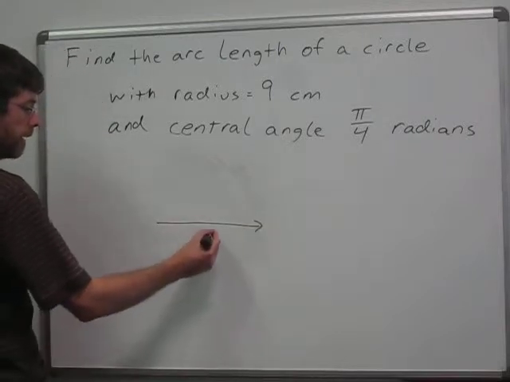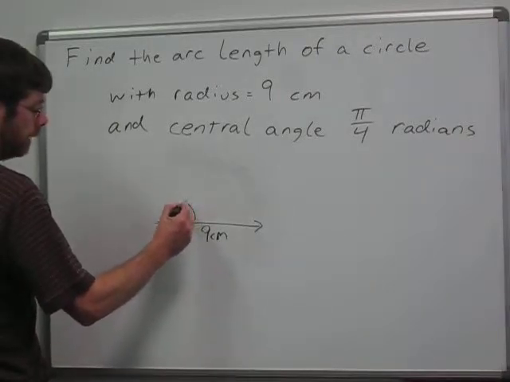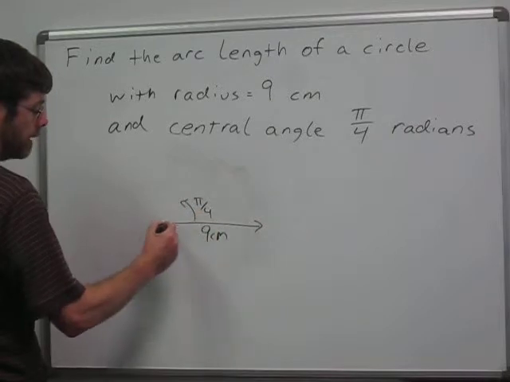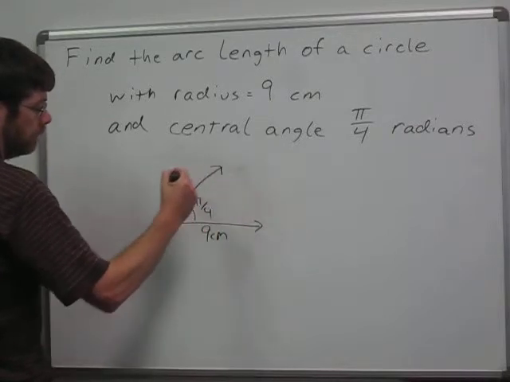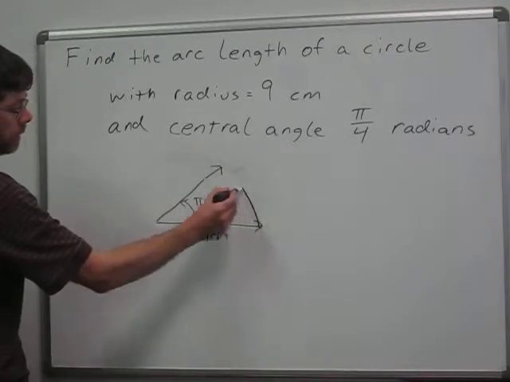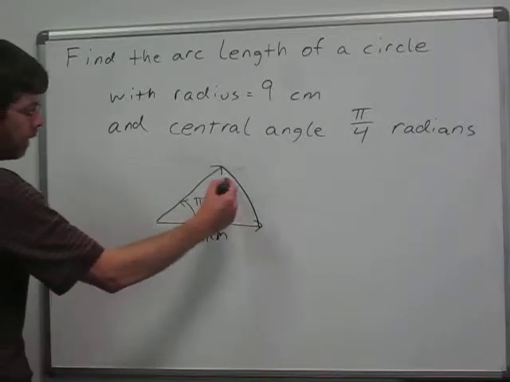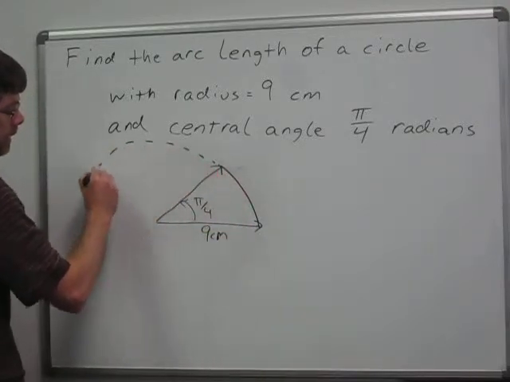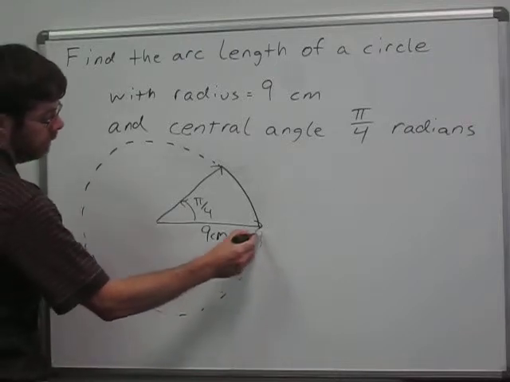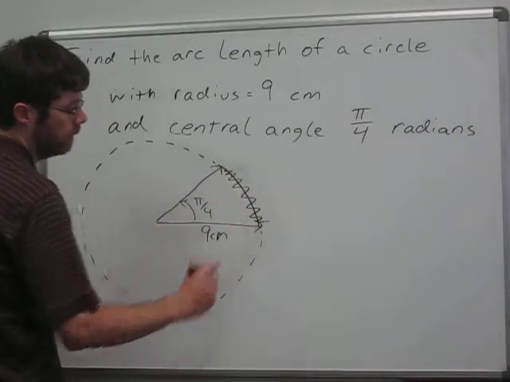So what the problem is talking about is taking a ray of length 9 centimeters and rotating that ray pi/4 radians. As we rotate the ray, the endpoint sweeps out an arc. And in fact, this little arc here is just a piece of the circumference of a complete circle. And this problem is asking for the length of this little arc.